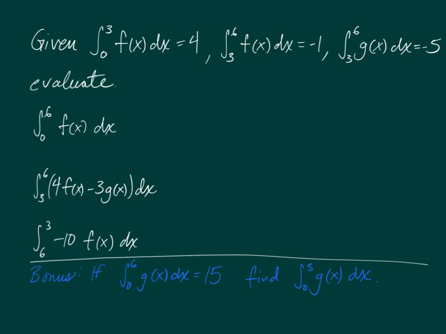For this last slide on this video, we are given some information here: the definite integral from 0 to 3 of f of x is 4, the definite integral from 3 to 6 of f of x is negative 1, and then the definite integral from 3 to 6 of g of x is negative 5. So these numbers here just represent some areas, and we're just going to be adding and subtracting or multiplying some areas together to see what we get. And we're going to use the properties of definite integrals.